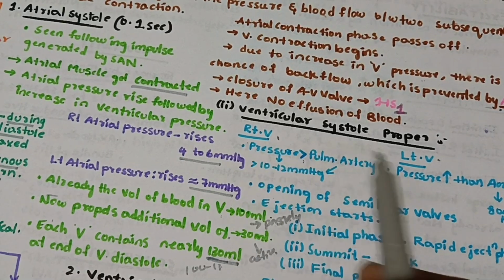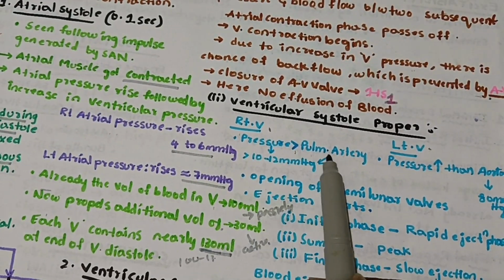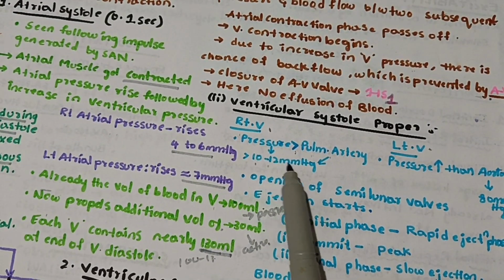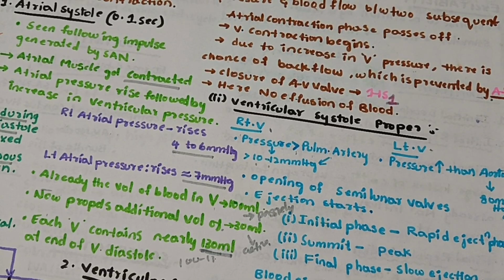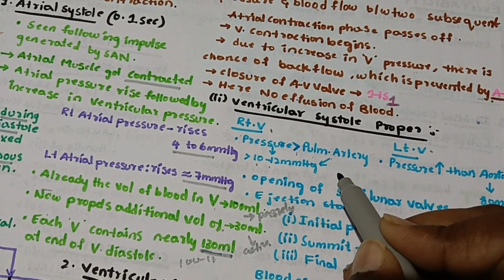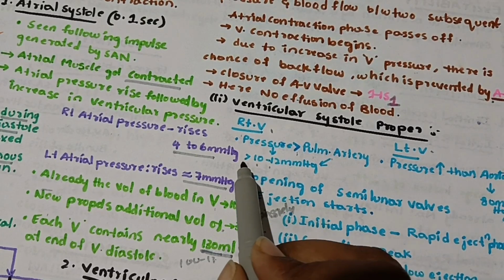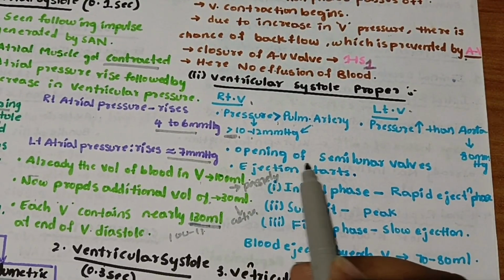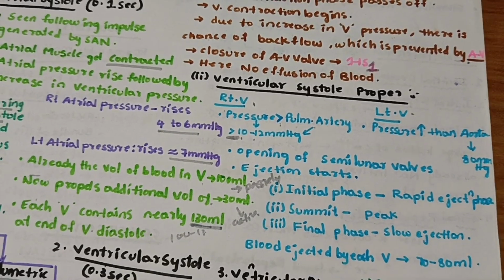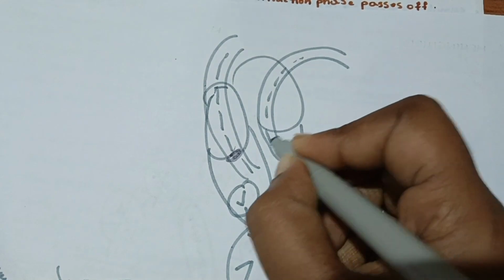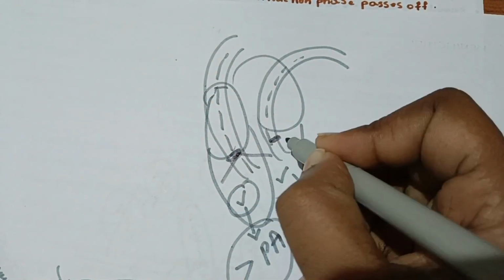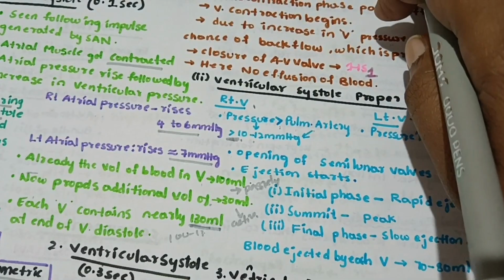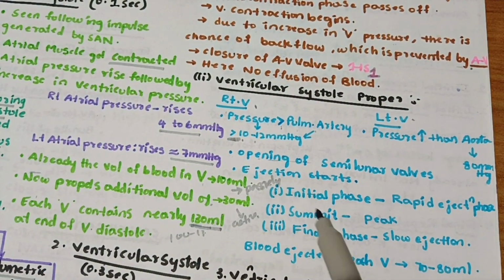Right ventricle, left ventricle pressure is more than the pulmonary artery, which normally is about 10 to 12 mmHg. So the ventricular pressure is greater than 10 to 12 mmHg. So, the opening of semilunar valves. Why? Due to increase in ventricular pressure, the semilunar valves are opened so that the blood is ejected. Opening of semilunar valves, ejection started.